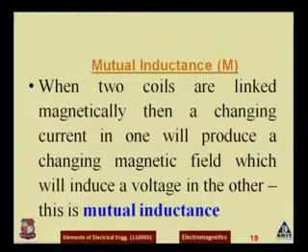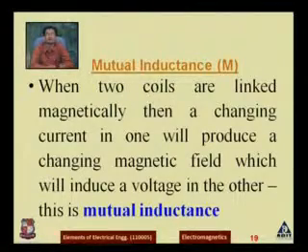Now we will see the term called mutual inductance. When we have two coils linked magnetically, the changing current in one will produce a changing magnetic field which will induce a voltage in the other. That is called the mutual inductance.